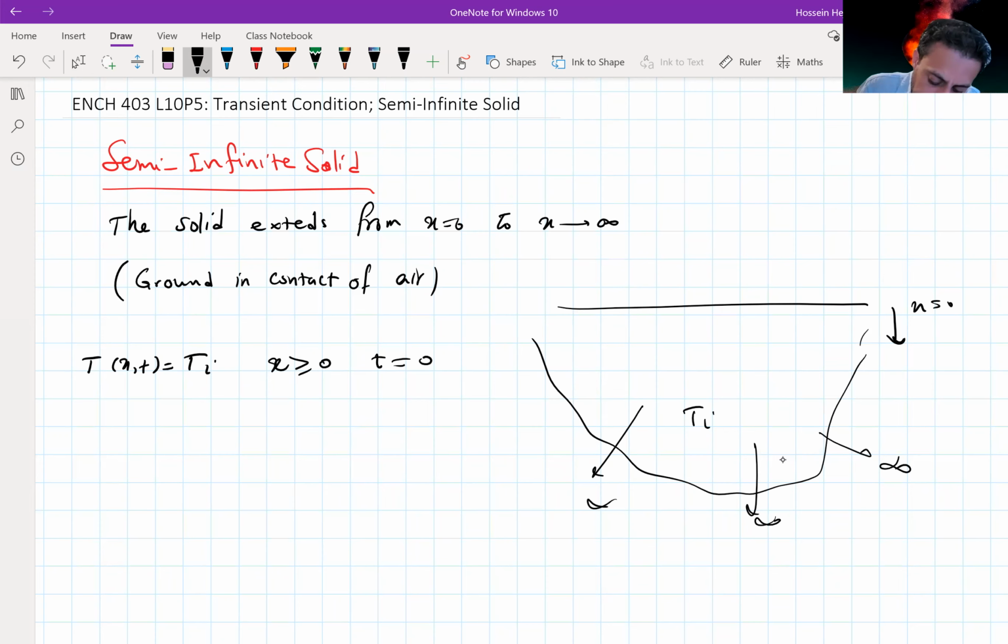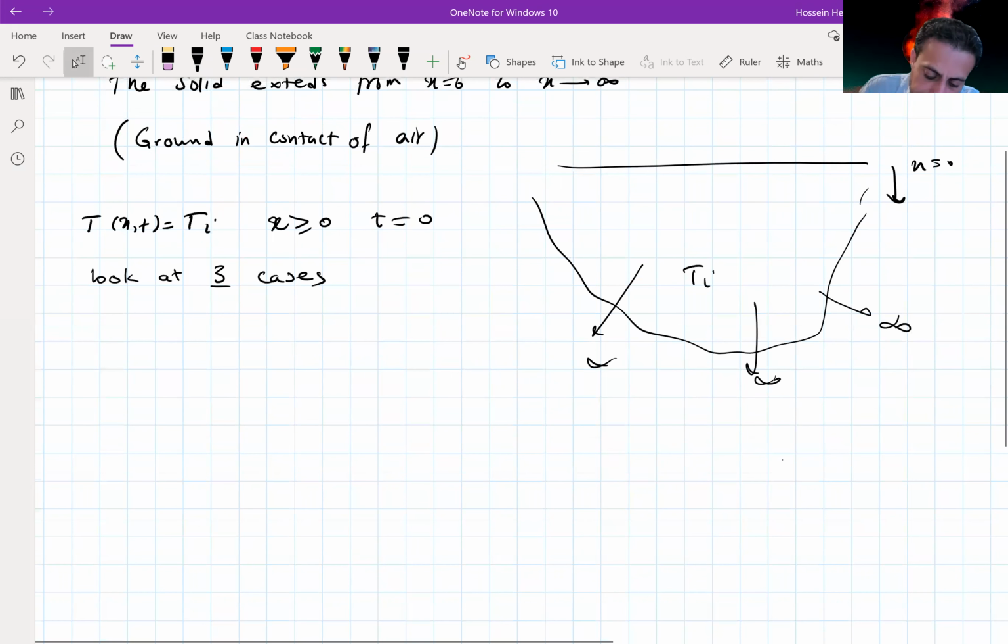Or let's say if we have a heat flux at the surface, we can have three cases here. We look at three cases based on the boundary conditions that we have. So in case one, let's say the solid surface temperature is suddenly changed to Ts.